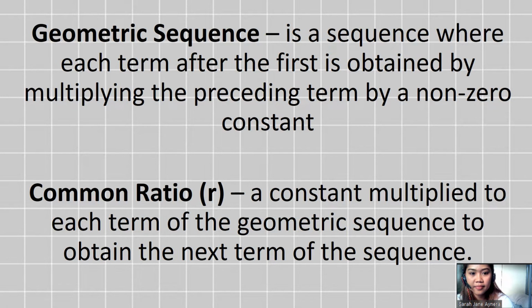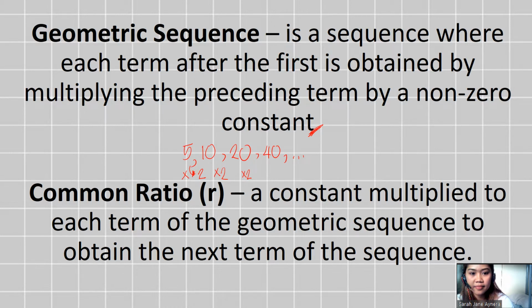Example, we have here the first term as 5 and we have a constant number 2. So we are going to multiply 5 by 2 to get the next term. So 5 times 2 is equal to 10. To get the next term, we multiply again 10 by the constant number 2, so we get 20. Multiply again this by 2, we get 40, and so on and so forth. Thus, 5, 10, 20, 40 is an example of geometric sequence.